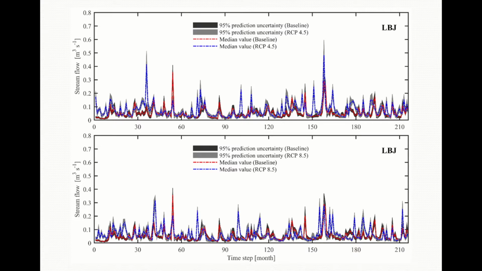And the objective was to study how climate change can affect the stream flow. So the red here shows you the median value for baseline, which is the current. Then the blue is the predicted based on climate change. And this is for RCP 4.5. Here are the same results for RCP 8.5. The conclusion is that the peaks are getting higher, and the hydrograph is shifting to the left, meaning flooding could be happening sooner.